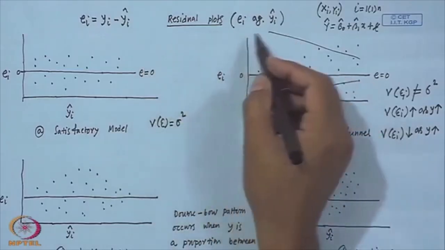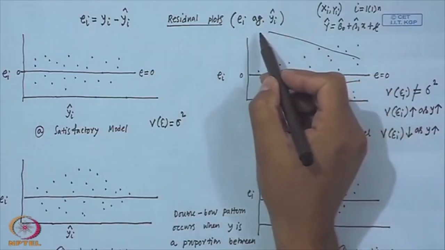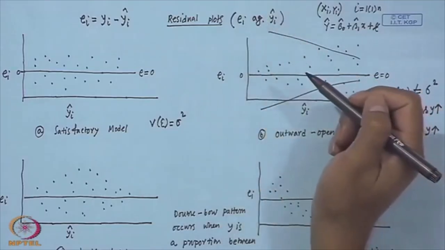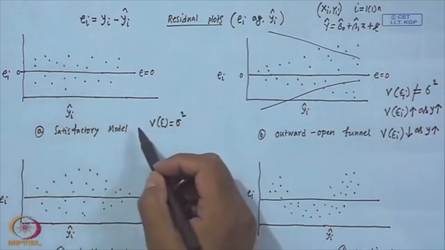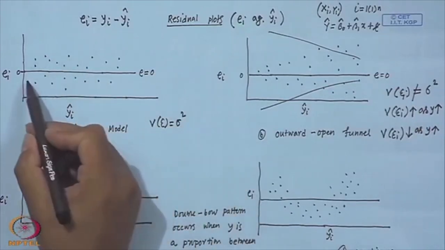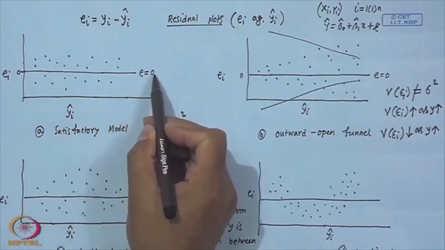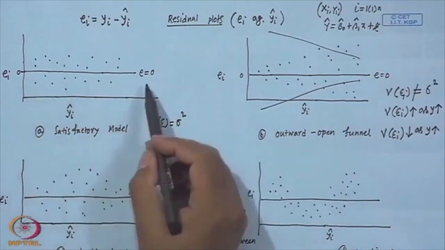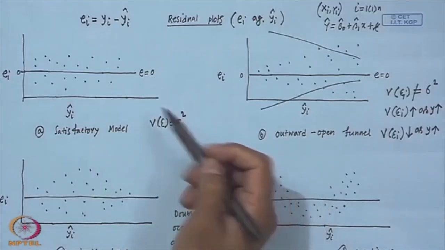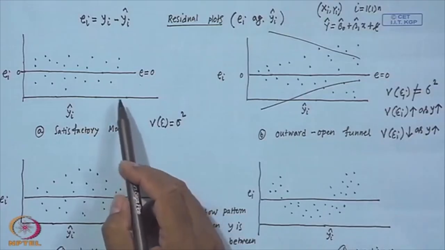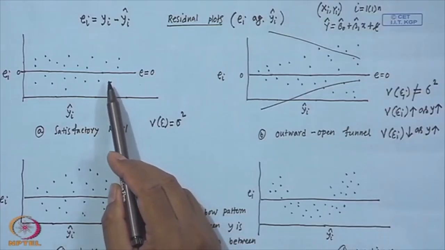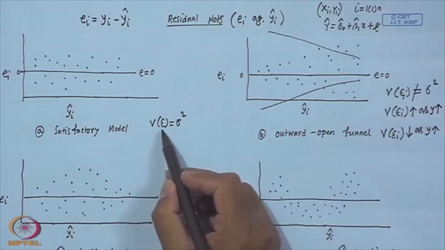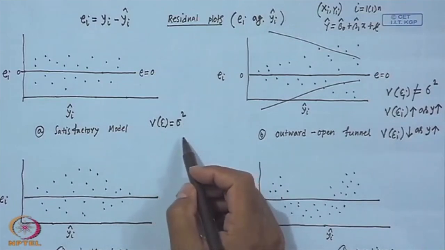Now, what is a residual plot? A residual plot is the plot of the residual e i against the fitted response y i hat. So, here is the scatter plot of the residuals against the fitted response, and this is the line e equal to 0. And if you see the residuals are sort of centered about the line e equal to 0, then the model is a satisfactory model. This sort of plot suggests that the assumption that variance of epsilon is equal to sigma square is satisfied.